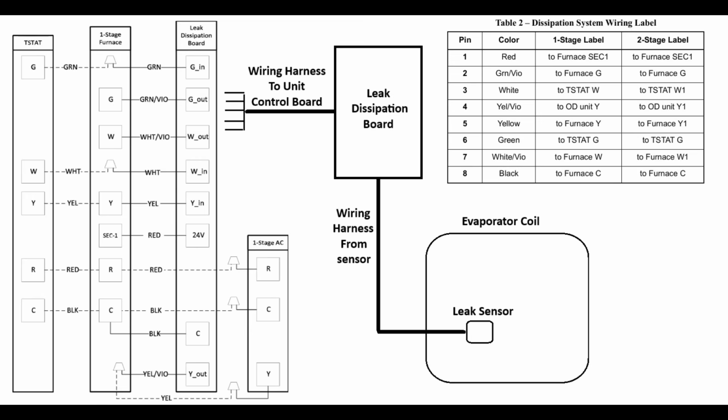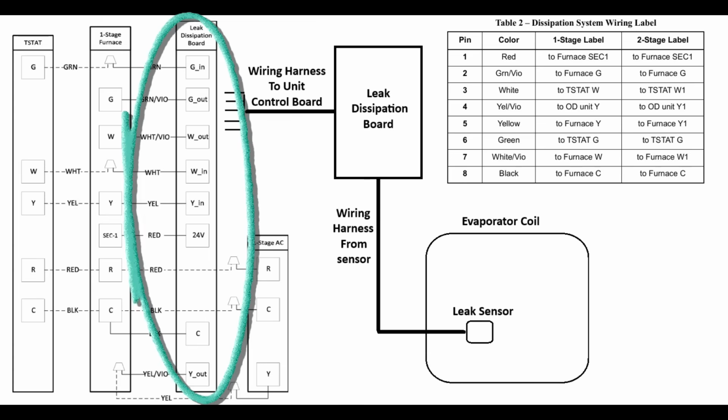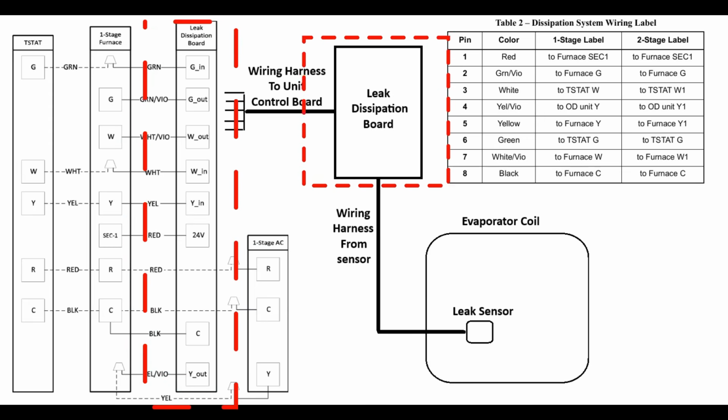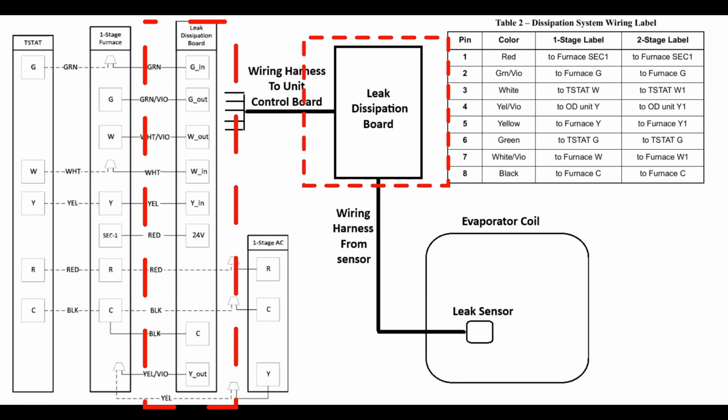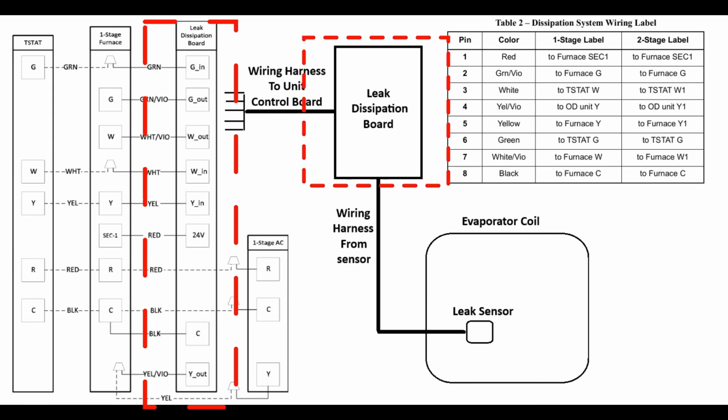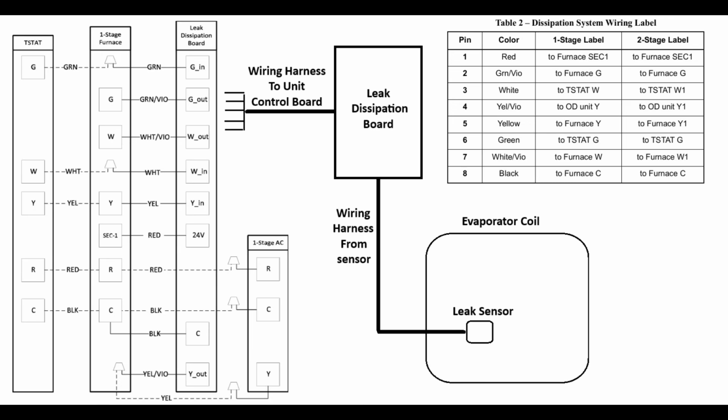It then has another wiring harness that comes out of the dissipation board and it goes into the unit itself. So we're talking about near the control board for the air handler or the furnace. And this has a whole bunch of individual wires with all kinds of labels on it. So you see here we have our leak dissipation board, right, with all the wires that are coming out of it. And there should be labels on the wires themselves, say G in, G out, W in, Y in and out, and so forth.